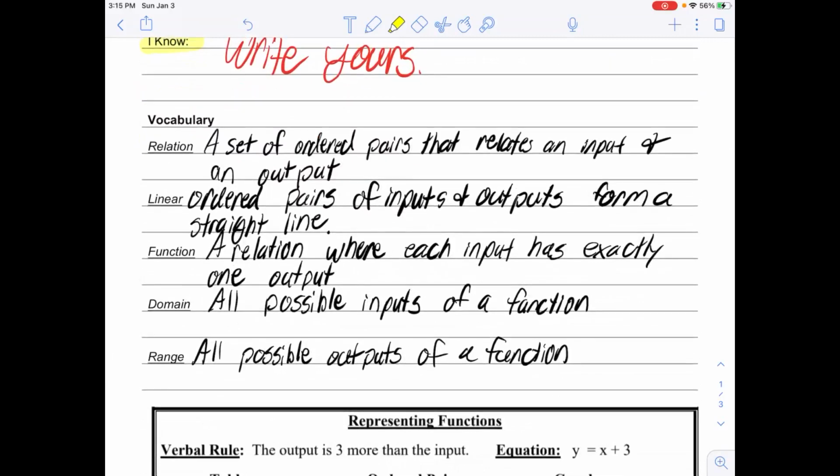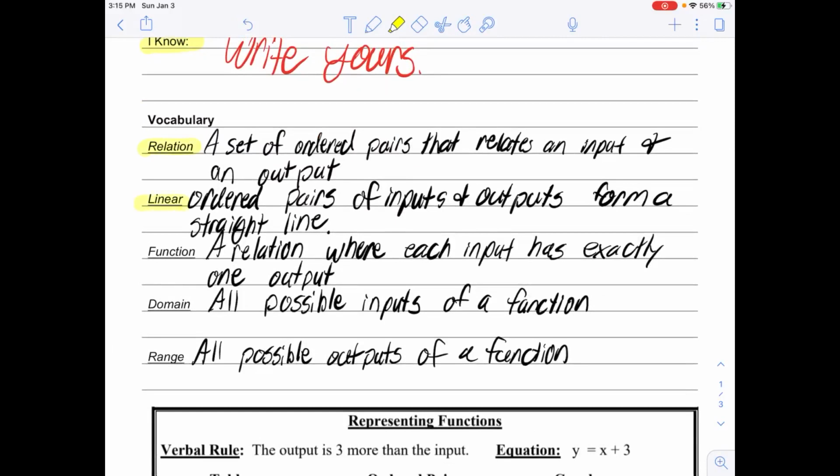The first one is relation. A relation is a set of ordered pairs that relates an input and an output. So this is going to be a major topic for us this week, this unit, is we're talking about relationships, comparing an input and an output, and we're going to see more about what that means later.